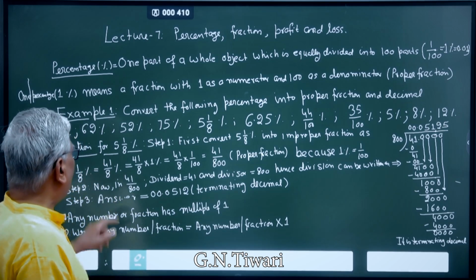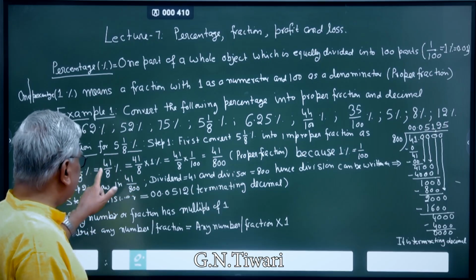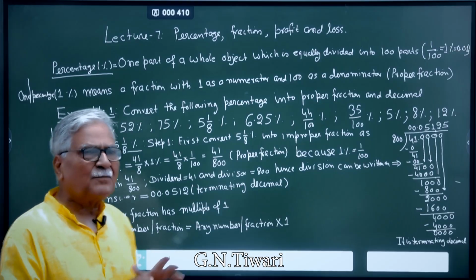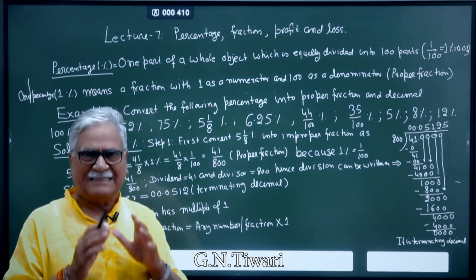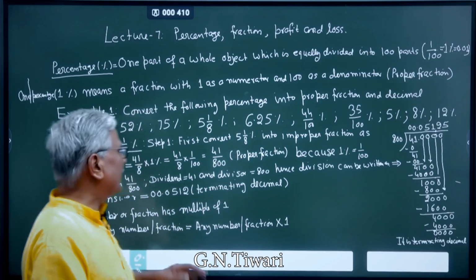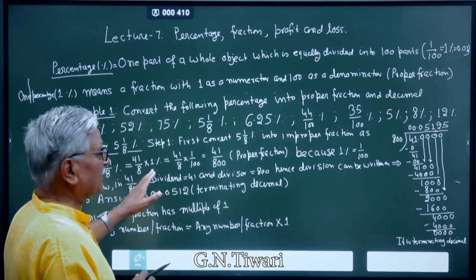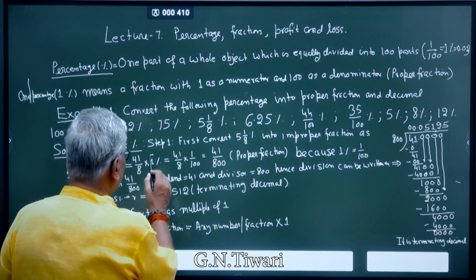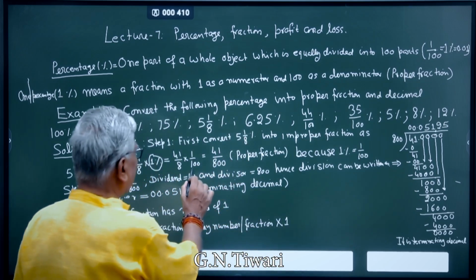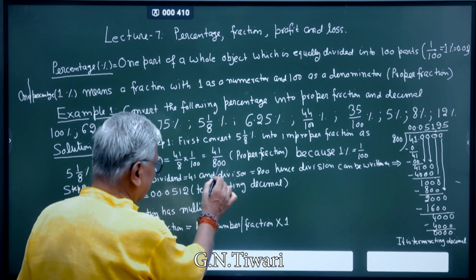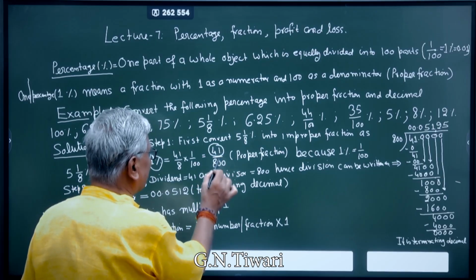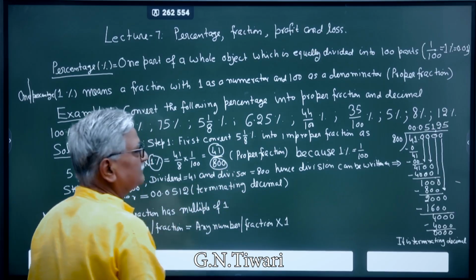5 and 1 by 8 is nothing but 41 by 8. This 41 by 8 can be expressed as 41 by 8 into 1, because 1 is a multiplicative identity for every number, whether it is an integer, whole number, fraction, rational number or anything, which we will study in the higher classes. But here I want 41 by 8 as 1%, and I have already defined 1% as 1 by 100. If you multiply, it will be 41 by 800. Since the numerator is less than the denominator, it is a proper fraction.